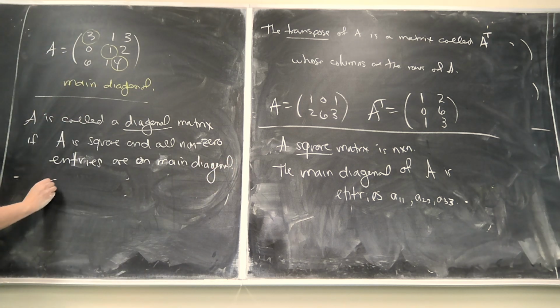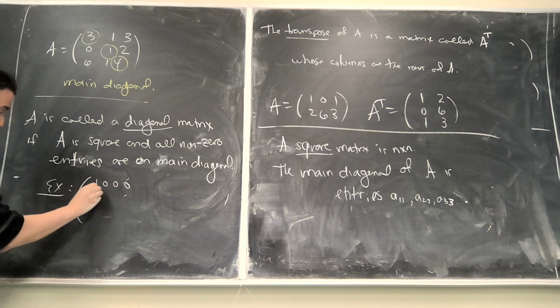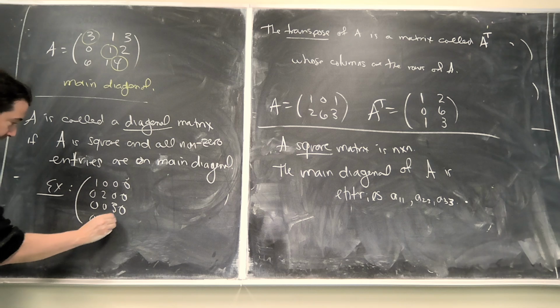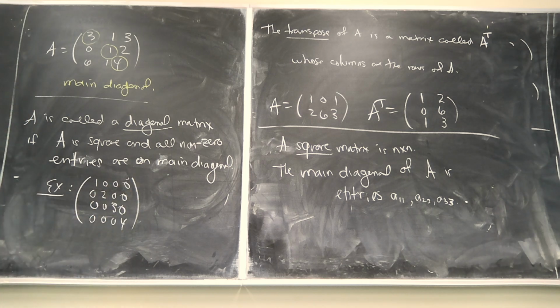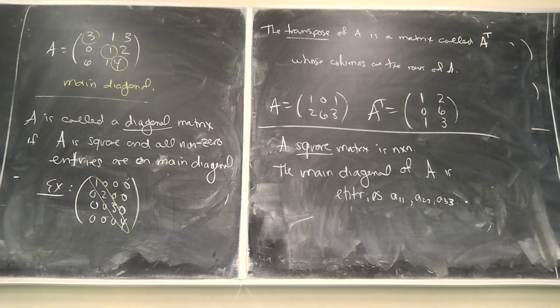So for example, the matrix with 1, 0, 0, 0, 0, 2, 0, 0, 0, 0, 3, 0, 0, 0, 0, 4 is a diagonal matrix because anything that's not 0 is located on the main diagonal. These are some of the most special types of matrices.